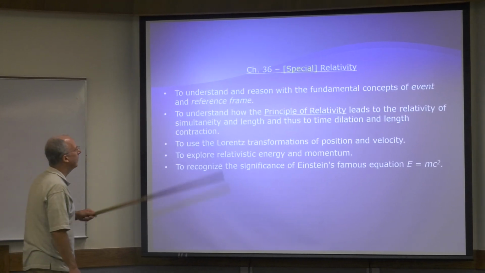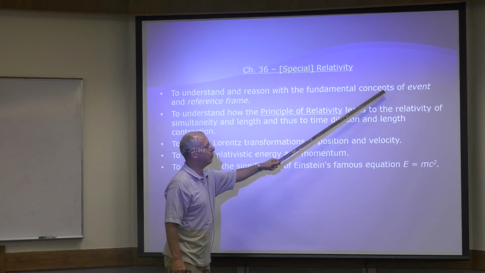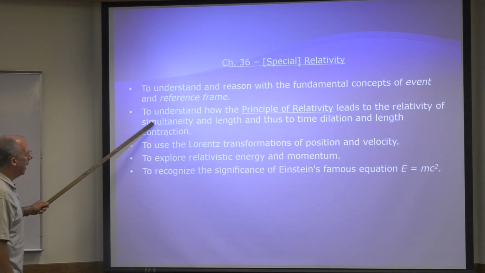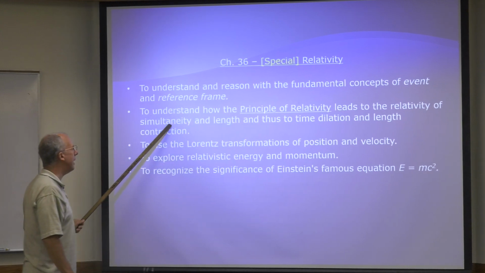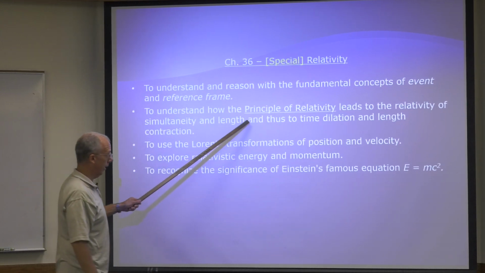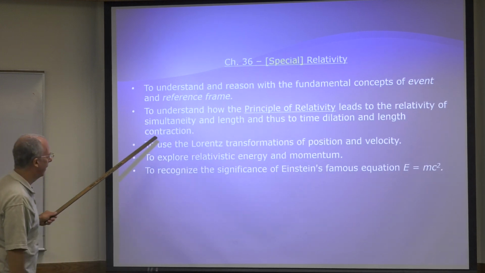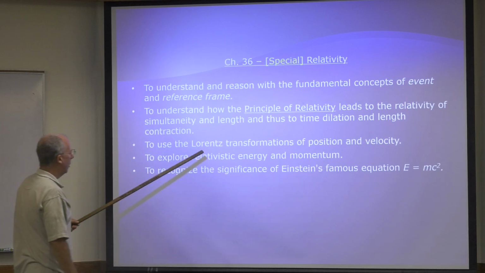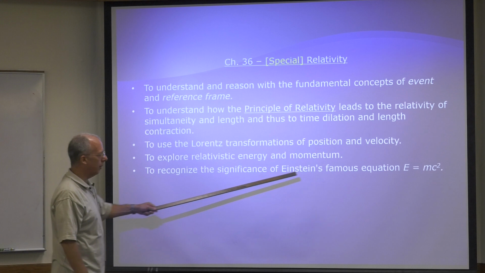Sorry. All right. We're going to understand and reason with the fundamental concepts of event and reference frame. We're going to understand how the principle of relativity leads to the relativity of simultaneity and length, and thus to time dilation and length contraction. We'll use the Lorentz transformations of position and velocity. We'll explore relativistic energy and momentum, and we'll learn about E equals mc squared.